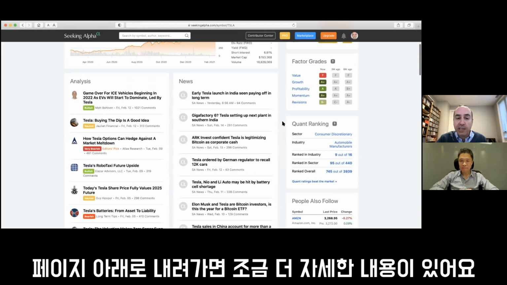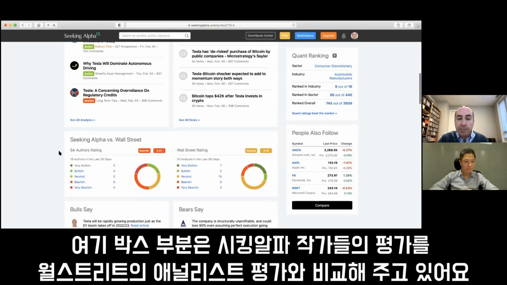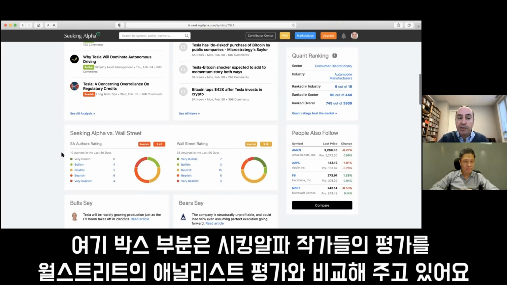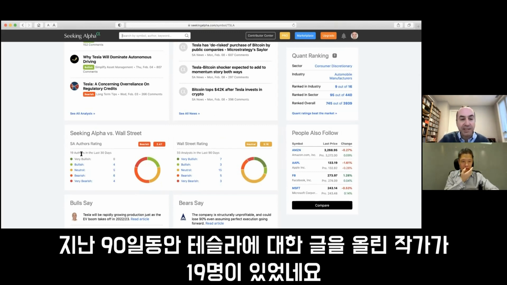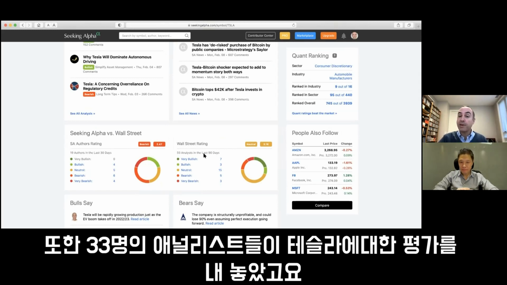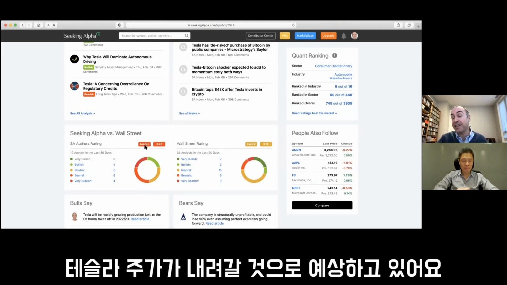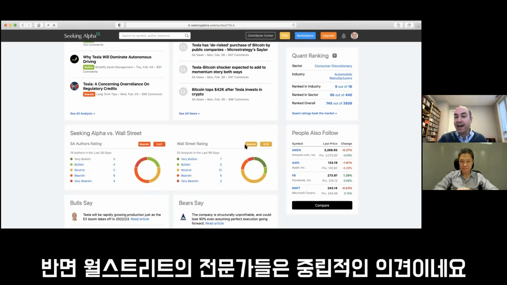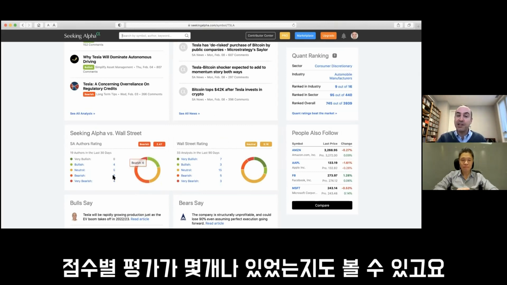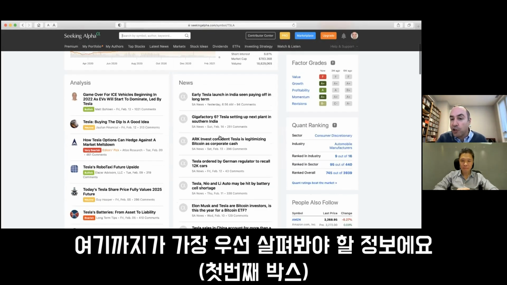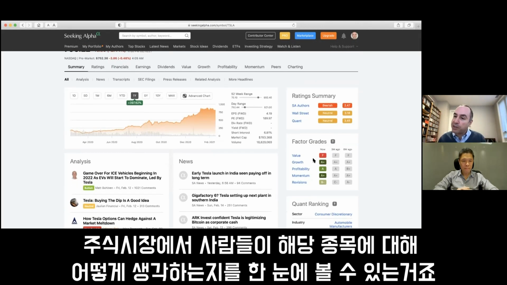If I just give a little bit more color, if I scroll down, this box here shows you the Seeking Alpha authors versus the Wall Street analysts. And what you see is that there are 19 authors here on Seeking Alpha who have written about the stock in the last 90 days, and 33 analysts. So unfortunately, on average, the Seeking Alpha authors are bearish on the stock. They think it's going to go down, and the Wall Street analysts are neutral on the stock. And here you've got the breakdown. So that's the top unit, and it just gives you a sense of what people overall think about the stock.